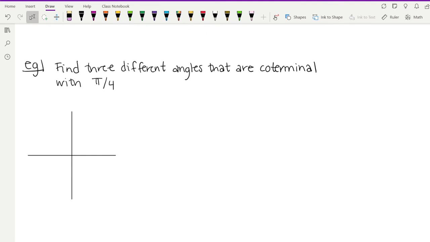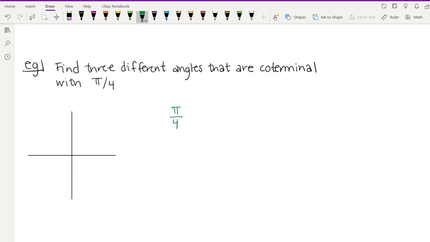So let's do the same thing that we did with the earlier example, but now using radians. So this time we want to find 3 different angles that are coterminal with pi over 4. So I would recommend pausing the video and trying to do this yourself. And again, let's try to do at least one that is negative, just to make things interesting.